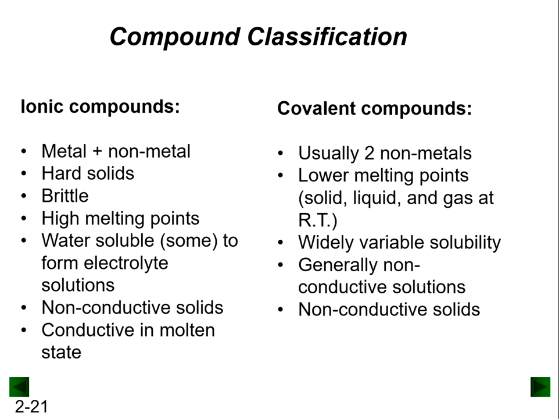Covalent compounds usually occur when we have 2 nonmetals interacting to form a compound. Covalent compounds tend to have lower melting points. They can be either solid, liquid, or gas at room temperature. They widely vary in their solubility. They're generally non-conductive in their solutions, though acidic or basic systems can be electrolytic. And they tend to have non-conductive solids.